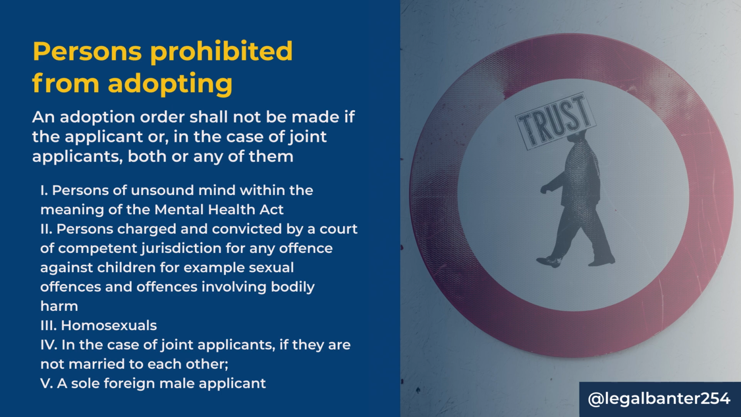The next category that is prohibited from adopting is people of unsound mind, as defined in the Mental Health Act. The next category is a sole male foreigner. I think in the past we've seen cases where many foreigners, especially in the coastal towns, have been charged and convicted of violence, abuse, and even sexual assault against children. So I think that is the reason they came up with that prohibition.